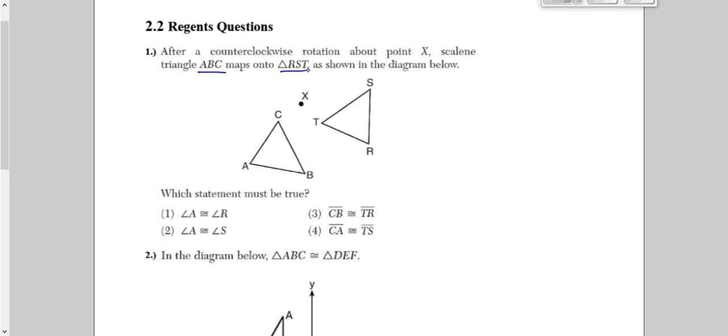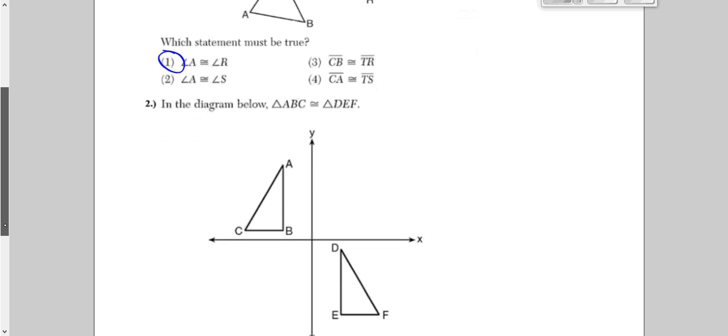By the way, when you see triangle ABC maps to triangle RST, what does that tell you about the 2 triangles? One maps to the other. They're congruent, which then means all their what? Right, corresponding parts are congruent. Okay. So, what's the answer? Say choice 1. So here's A. It lines up with R, right? So yes, that's got to be it. Okay? Let's go to number 2.